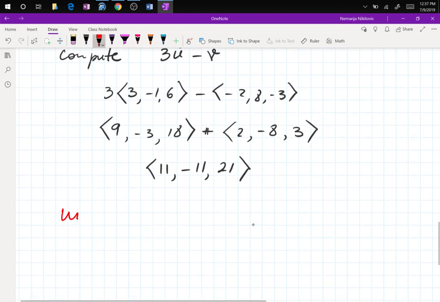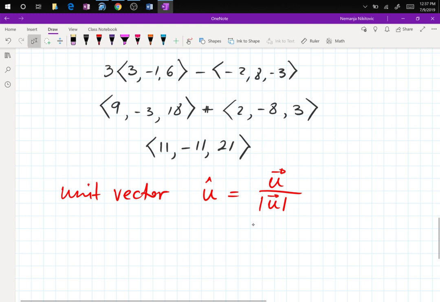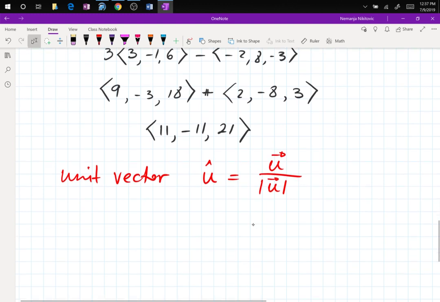Unit vector. U hat is the same formula as before. This works in any dimension. So it's the same unit vector as before.